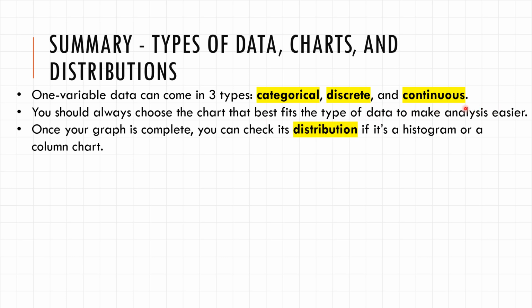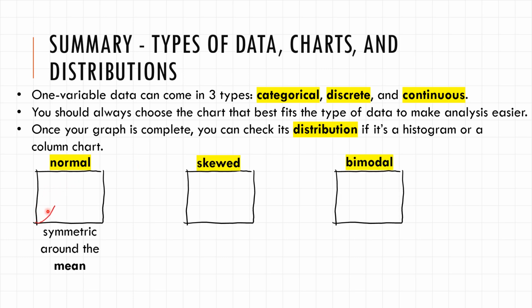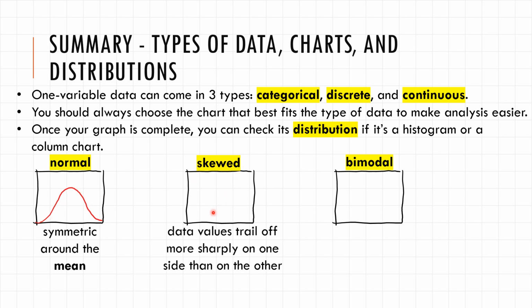Once your graph is complete, you can always check its distribution if it's a histogram or even if it's a column chart. There's normal distributions that sort of look like this. They're symmetrical around the mean. There's skewed distributions, which look sort of like this, where the data values trail off more sharply on one side than on the other. So it's almost like the data is leaning onto one side. And there's bimodal distributions, which actually has two different peaks. Bi meaning two, and modal, I don't know what that means, but that means that there's two different peaks in this distribution.